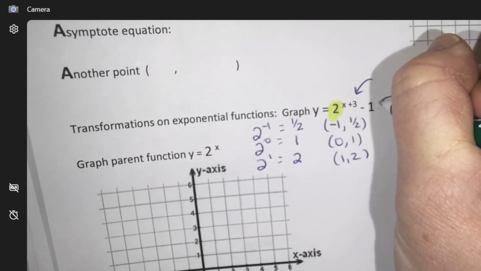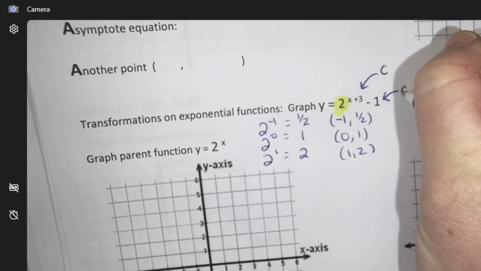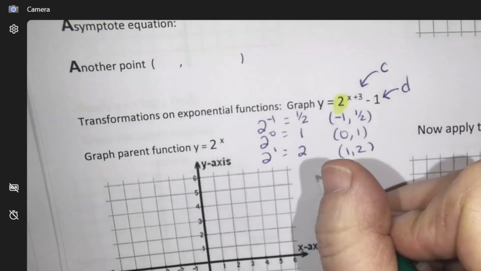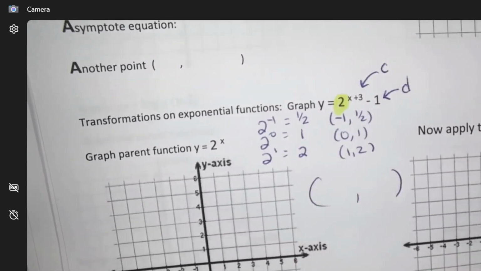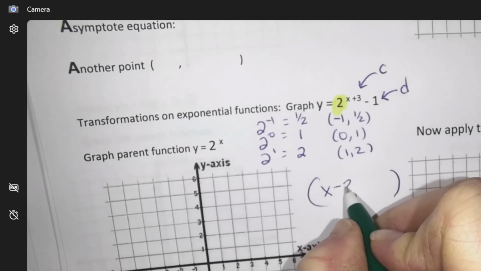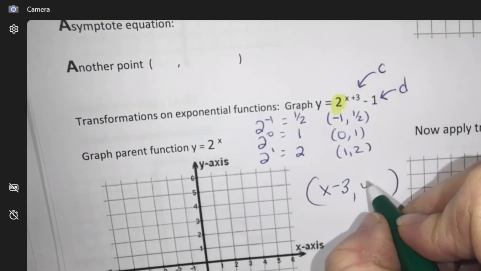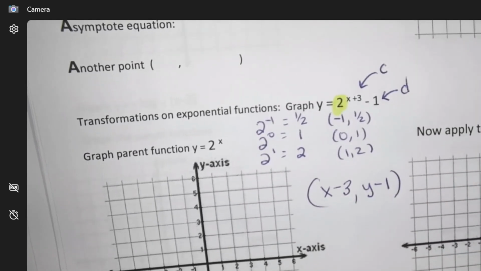Okay, what did I do this time? I put some transformations into this. Okay, so what is the 3? Give me an A, a B, a C, or a D. C, and then that means that's a D. What do you do with your coordinates? X minus 3, right? Left 3, and then Y subtract 1, down 1.